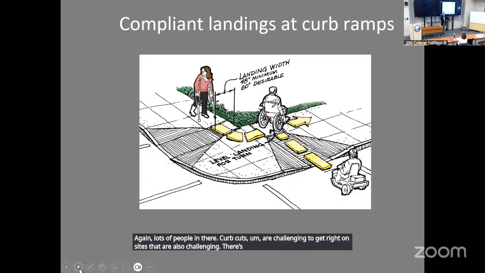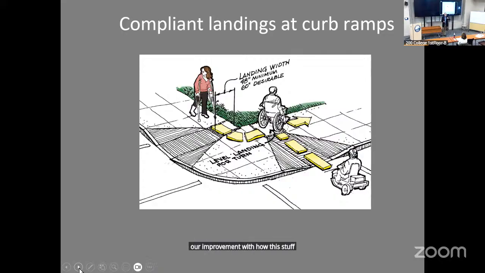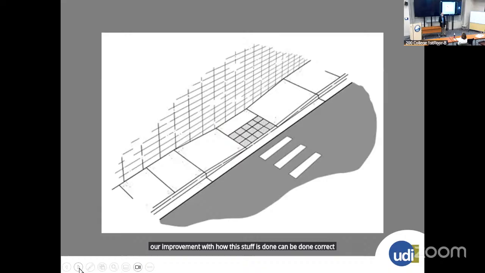There's a lot of information in the design manual, far more since then, showing our improvement with how this stuff is done, can be done correctly over time, including this, which is our favorite, at-grade access to ramps, single slope ramps onto sidewalks from pedestrian street crossings or from parking areas. So you don't have to worry about these compound slopes, which are problematic.